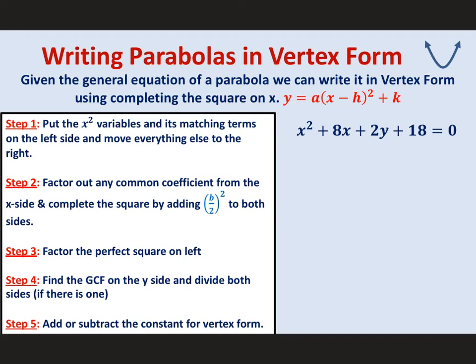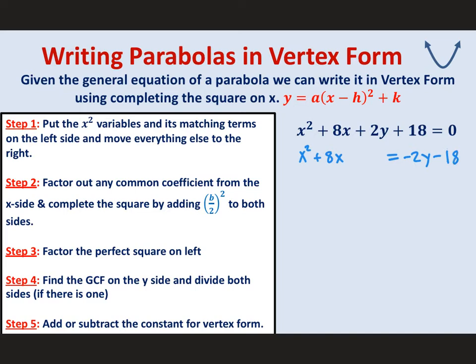All right, so first things first, we're going to leave the x stuff on one side and move the y and the other stuff to the other. So that's going to leave us with x squared plus 8x equals negative 2y minus 18.